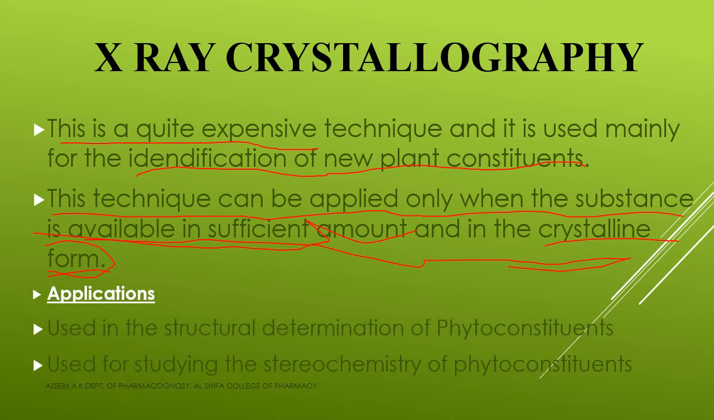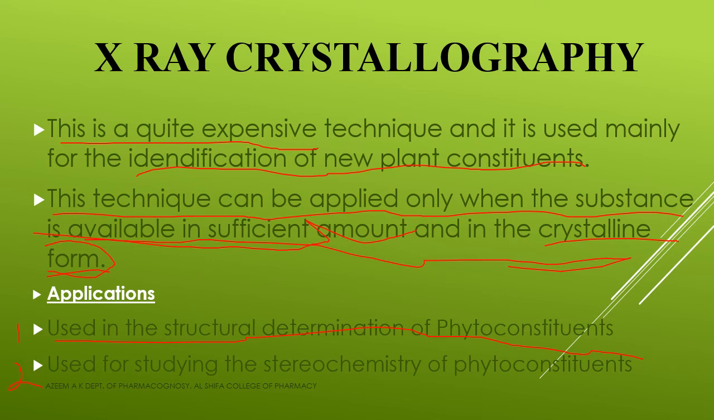Now we can see about the various applications of XRD. So the major application is it is used in the structural elucidation of phytoconstituent. Here you don't need to write that other techniques are required. With the help of this itself, since it is in the crystalline form, it can be used in the structural determination of phytoconstituent. Second thing is it is used for studying the stereochemistry of phytoconstituents. So for these two things we can use this XRD or X-ray diffraction crystallography.